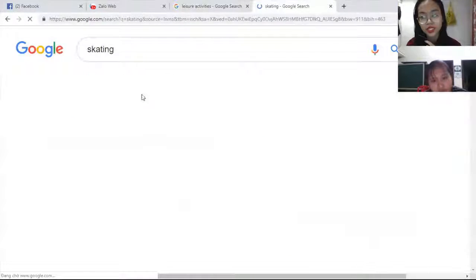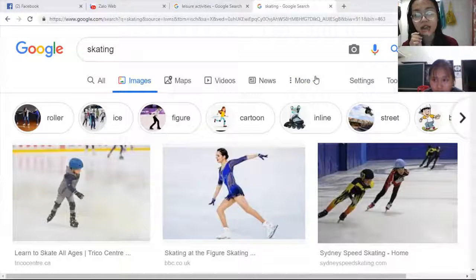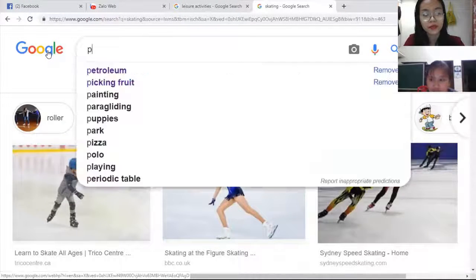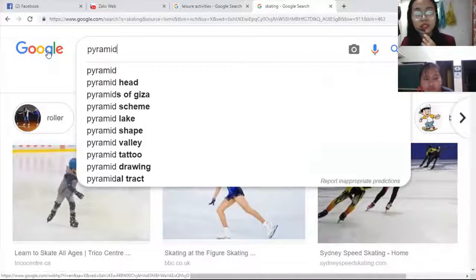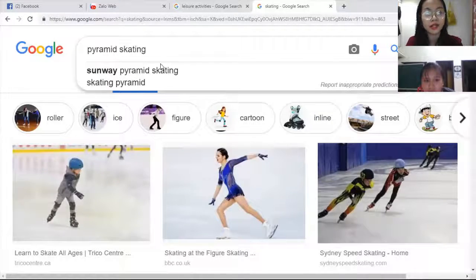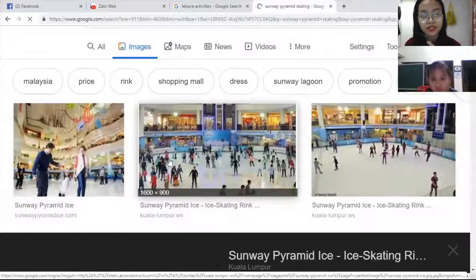For this one, I think you need to see the picture. My place, you know, I am in Malaysia now, right? And I have a shopping mall near here, but it is too expensive. Let's check here. I will show you a picture. This one is the name of my nearby shopping mall, Sunway Pyramid skating. Can you see this one? Yeah, this is so big.